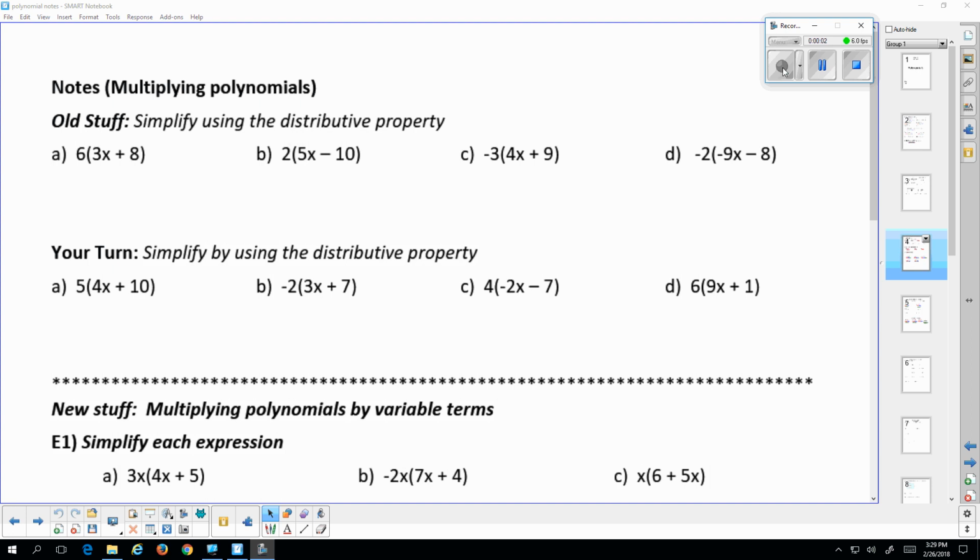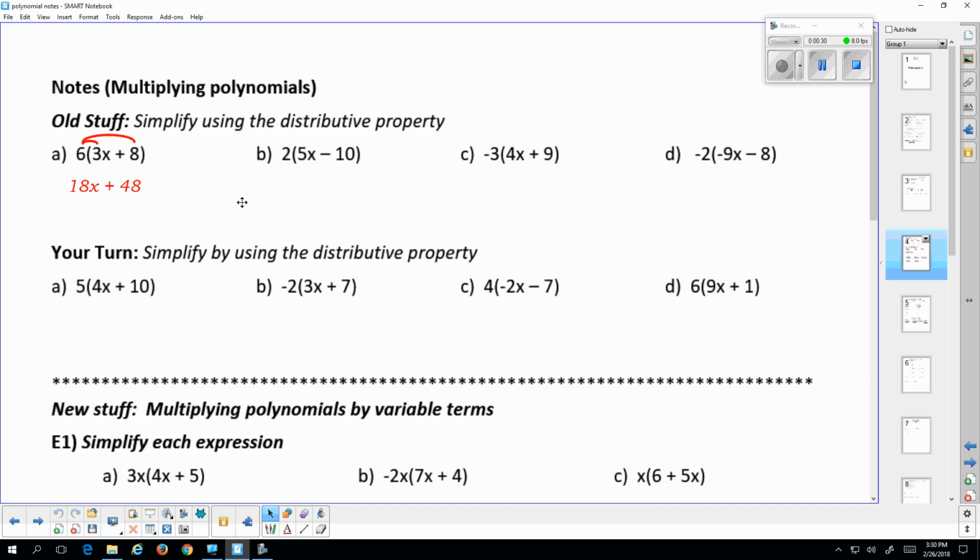Okay, multiplying polynomials. This is the third page in your notes. Some of this should be review, like these first few examples, just using the distributive property. A reminder: if I distribute that 6 to the 3 and to the 8, 6 times 3 gives me 18, 6 times 8 gives me 48. So I get 18x because the 3 had an x.